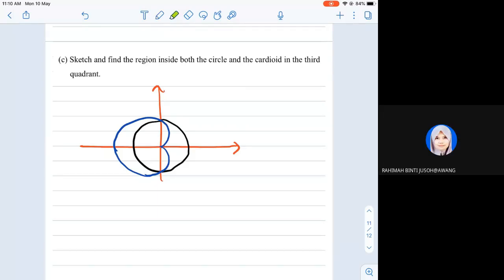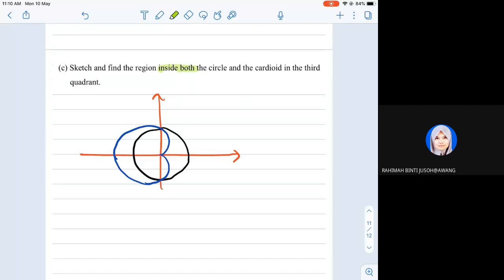Tengah-tengah. Inside both. And then dia kata ada 2 ayat dia baca tu betul. Inside both circle dengan cardioid. And then lagi satu in the third quadrant. Okay, third quadrant ada 2. Okay, let's say saya bagi nama dia A ataupun B. So which one? Yang inside both ni. B. Okay, very good. Kita punya region adalah B.